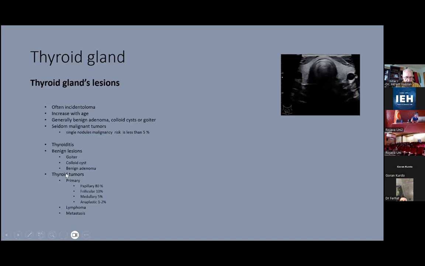And thyroid tumors might be primary. As you see, the most common is the papillary thyroid carcinoma, which is 80%, and then lymphoma and metastasis.